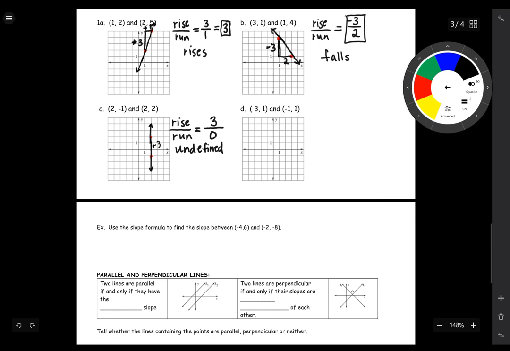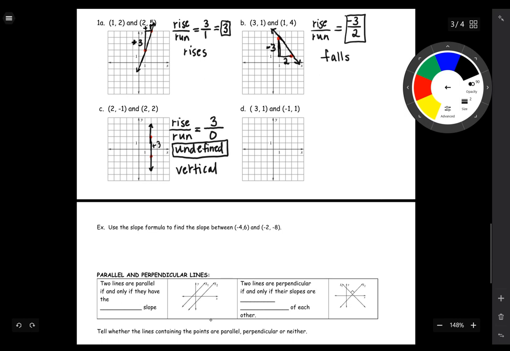What do we call 3 divided by 0? Do we call it 3? No. Do we call it 0? No. We call it undefined. We don't leave it as 3 over 0 because that's not a true statement. And so if the slope is undefined, it's a vertical line.